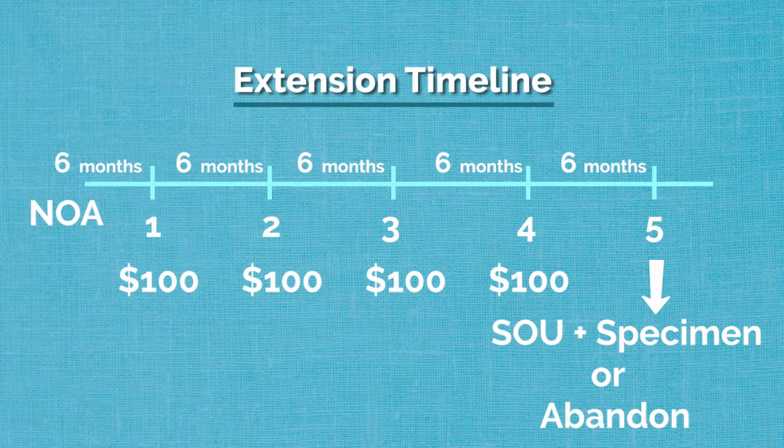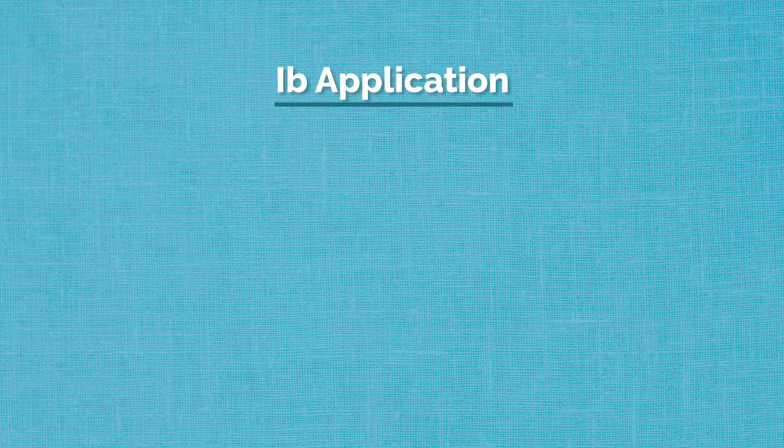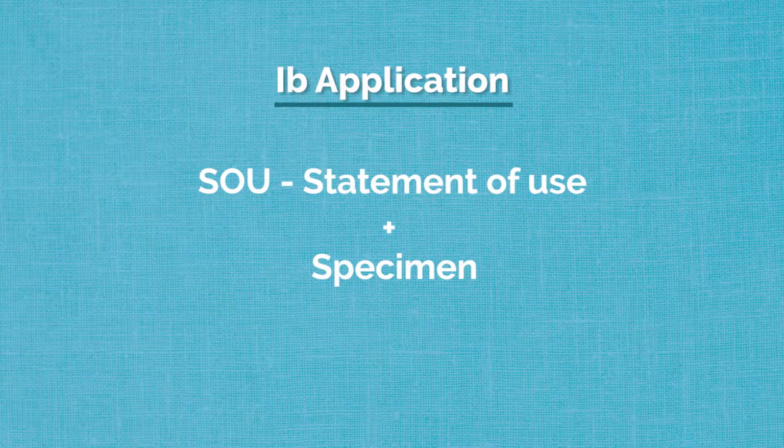And let's say it's still not ready, the third extension, pay another $100, and then you'll have the fourth and final extension. And then after that, this is 30 months after the NOA is issued, you'll either have to pay $100 and file your statement of use along with a specimen, or you'll have to go ahead and abandon your trademark, okay? So again, 1B applications can be a little bit more costly. Well, they will be a little bit more costly.